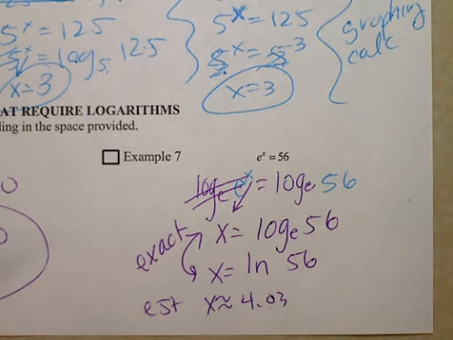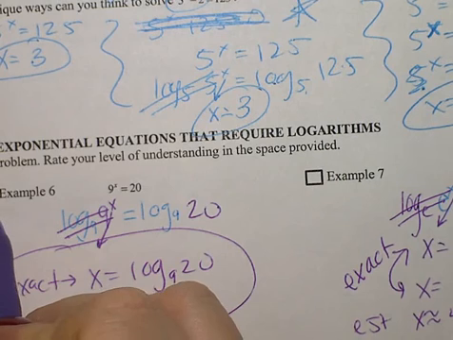Please make sure to go back right now and rate your level of understanding from a 1 to a 4 on examples 6 and 7.